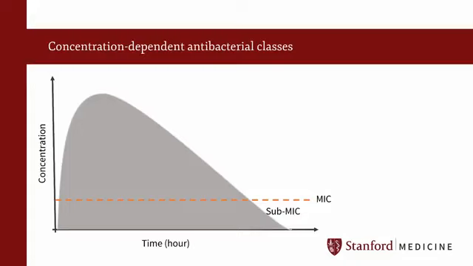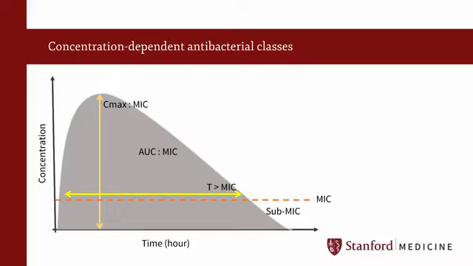The three most common PK/PD indices used to predict drug response are: 1. Ratio of maximum free drug concentration to MIC, 2. The duration of time where free drug concentration remains above the MIC, and 3. Ratio of free area under the concentration-time curve to the MIC.